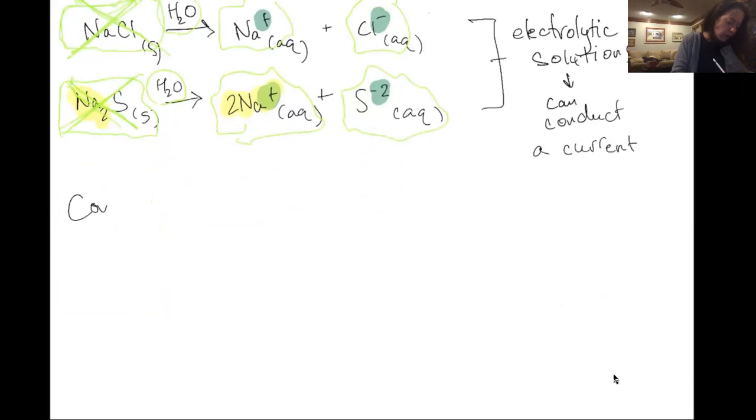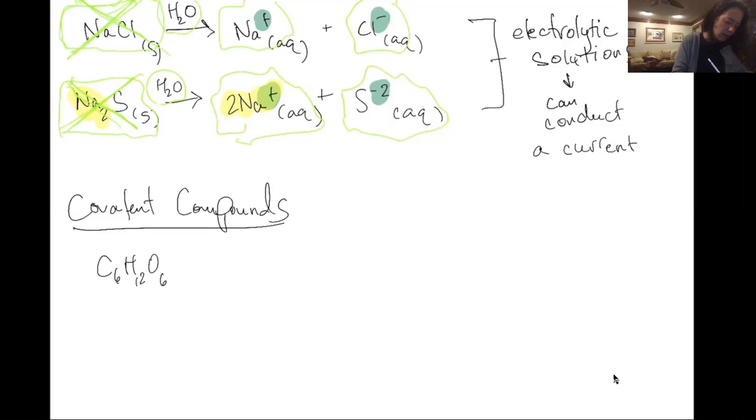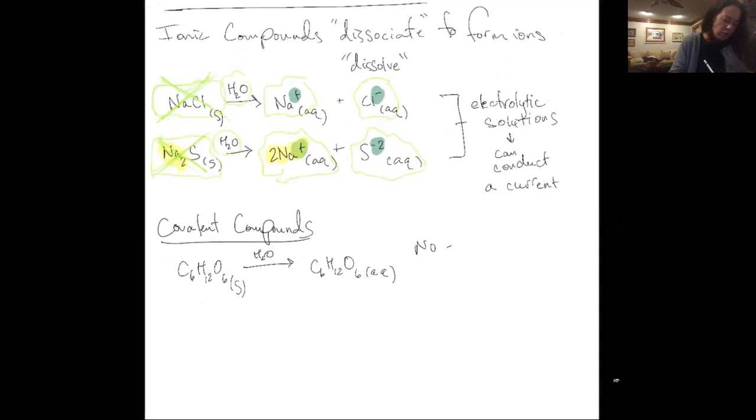Covalent compounds do not do that. Covalent compounds are not composed of ions, therefore they do not dissociate to produce ions. So let's look at a quintessential covalent compound and dissolve it in water, and we get the same compound just dissolved in water. Notice no dissociation going on there, thus no electrolytic solution. This is not an electrolyte. All right, so that's cool.